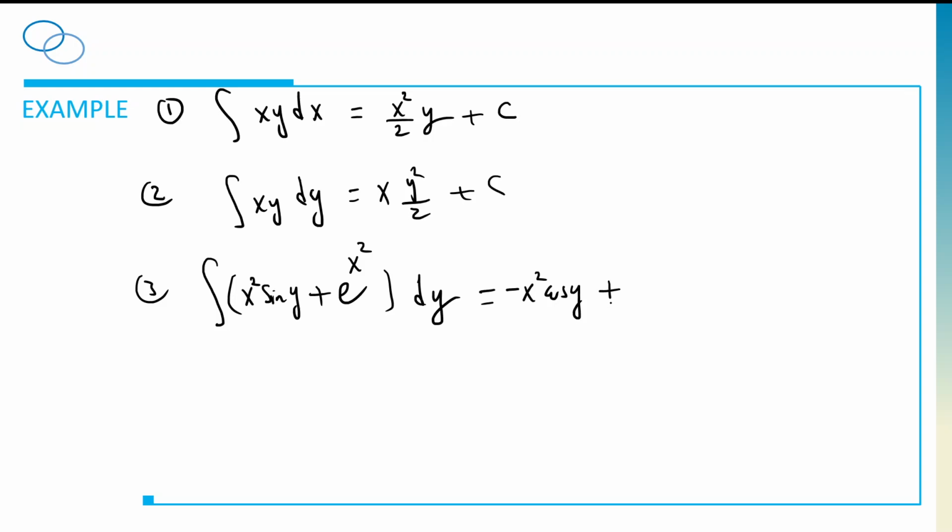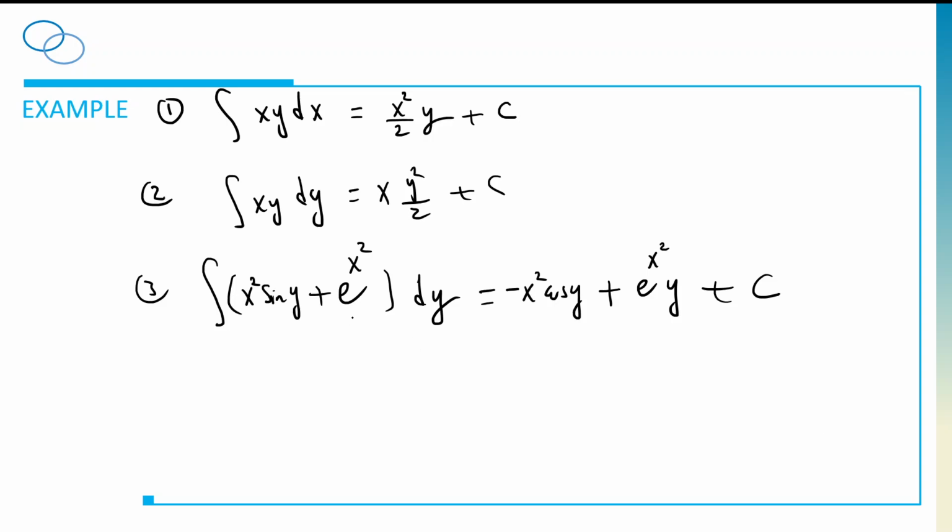And then plus, it's not a multiplication of two functions. Now e to the power of x squared. If it were with respect to x, by the way, we don't know how to integrate this, but luckily this is with respect to y. So e to the power of x squared is basically a constant, just like any number, 2, 3. So the integration will be e to the power of x squared times y. And finally, you add your constant plus c.